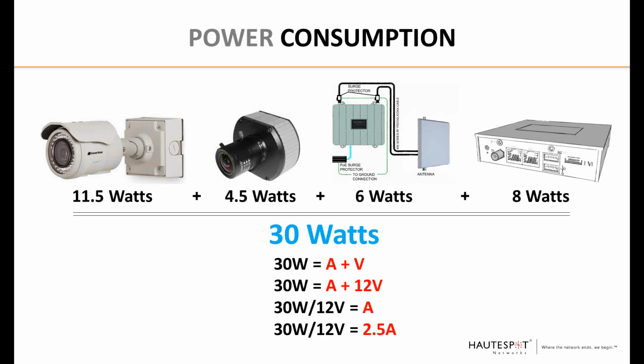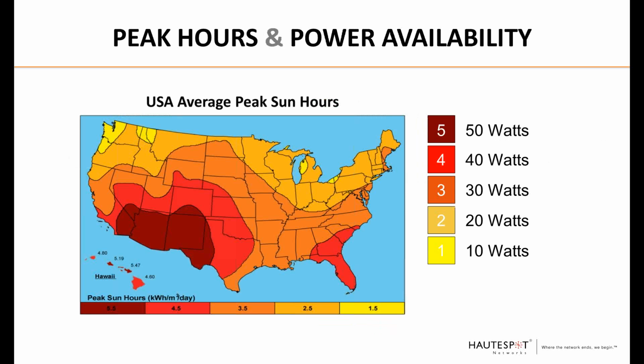For example, here we have a couple of air-con cameras, one with built-in IR illumination at about 11.5 watts, plus 4.5 watts, and 6 watts for our Station 5+19 wireless transmitter kit. And then add in the micro NVR for remote recording and backup. And we're looking at about 30 watts. So if we look back at our peak hours and power availability, at 30 watts, we only need 3 hours of peak sun.